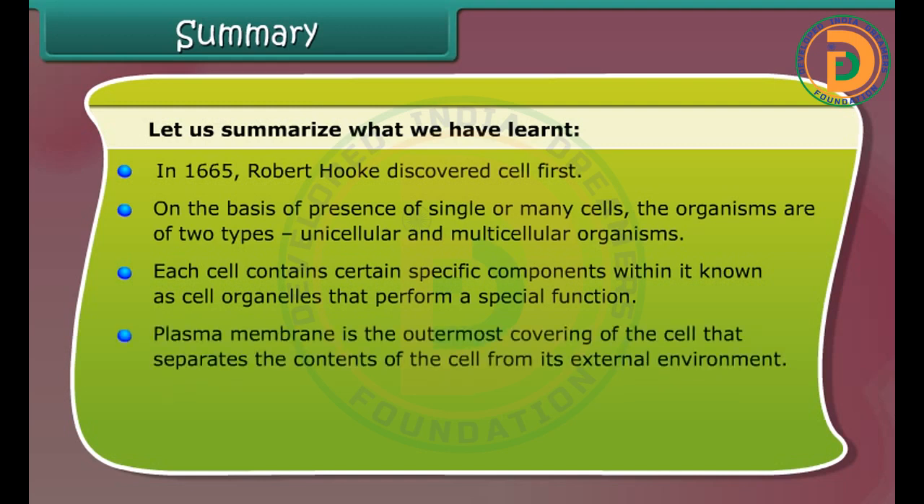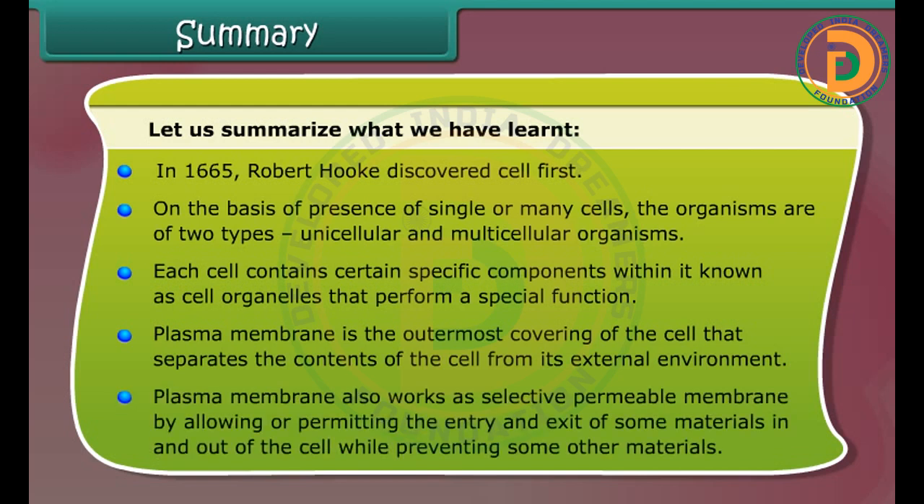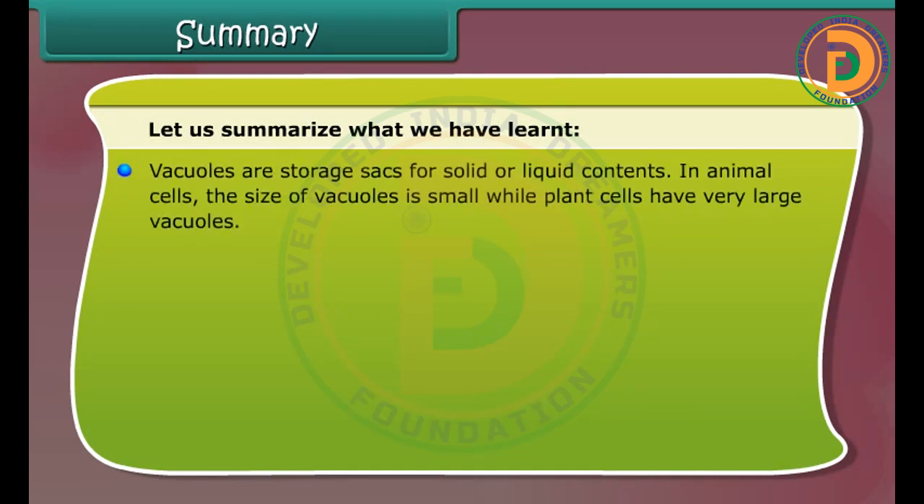Plasma membrane is the outermost covering of the cell that separates the contents of the cell from its external environment. Plasma membrane also works as selective permeable membrane by allowing or permitting the entry and exit of some materials in and out of the cell while preventing some other materials. Vacuoles are storage sacs for solid or liquid contents. In animal cells, the size of vacuoles is small, while plant cells have very large vacuoles. Plastids are present only in plant cells, not in animal cells.